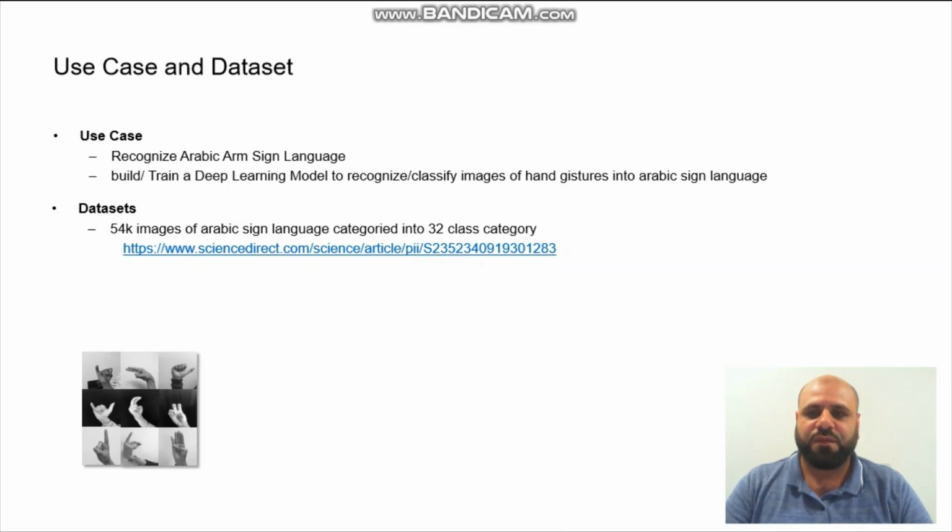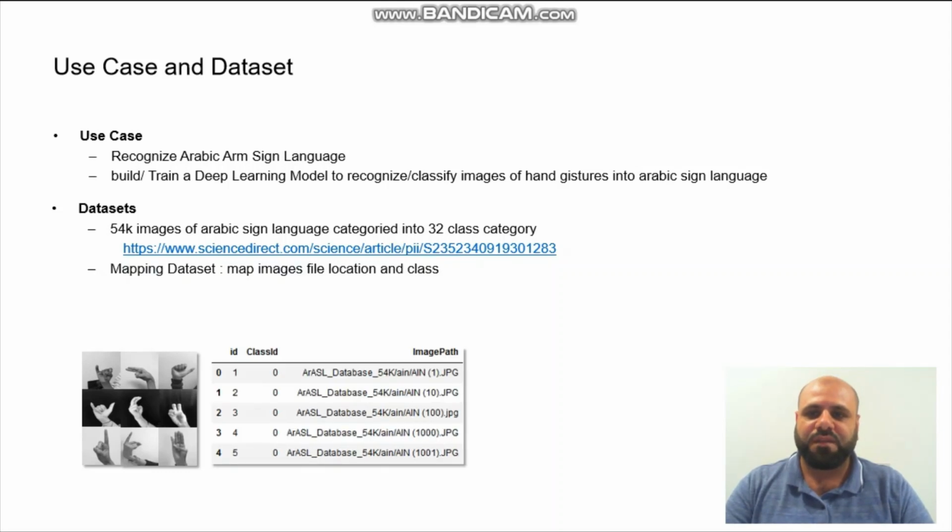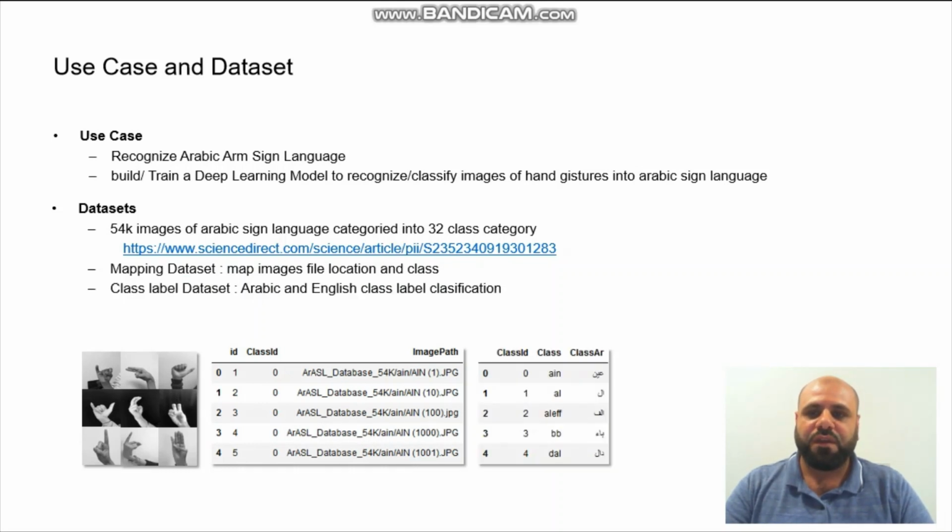The first one is a set of around 54,000 images representing Arabic Sign Language gestures. These images are categorized into 32 class categories. The second dataset is the location of each image within the dataset directory. It's a compressed file that contains subdirectories, where each category is a directory, and this dataset has a mapping of all the files with the class ID. The third one is the class label, where each class is labeled in Arabic and English.